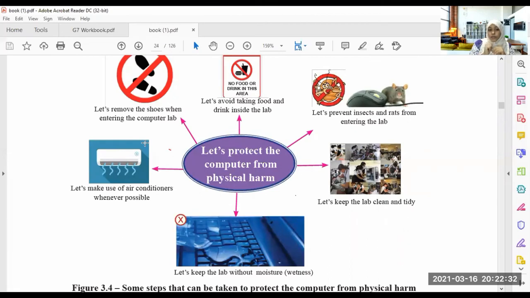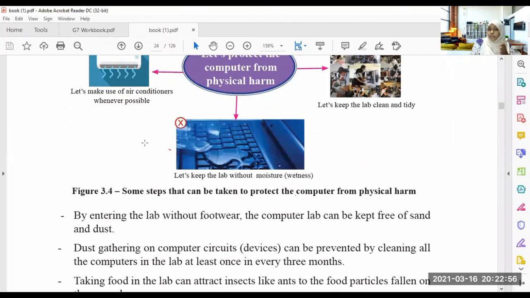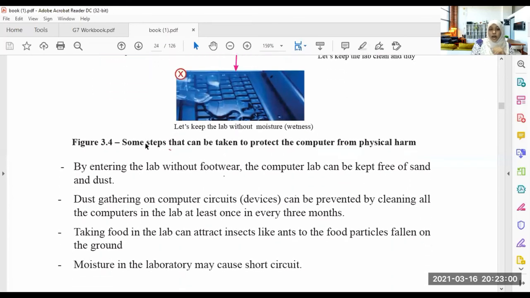Next one, let's make use of air conditioners whenever possible. When you use the computer laboratory, make use of the air conditioners, the ACs, inside the computer laboratory to prevent physical damage. Okay. So these are some of the steps that can be taken to protect the computer from physical harm.